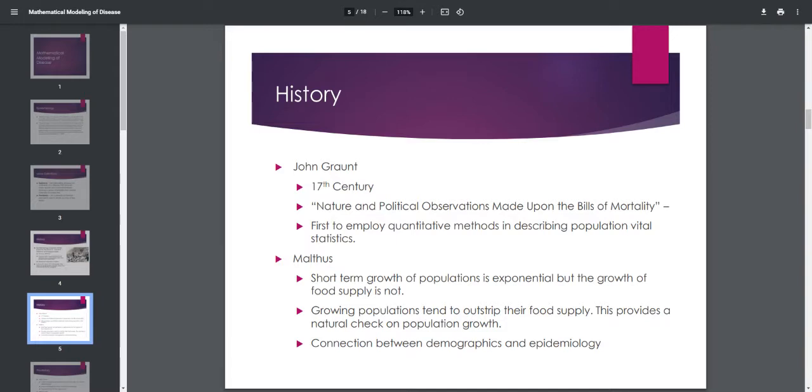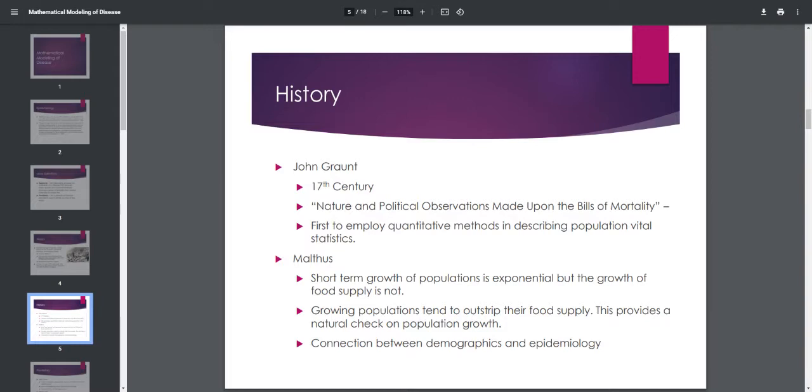Moving on to the 17th century, the 1600s, John Graunt published Natural and Political Observations Made Upon the Bills of Mortality. That's pretty long-winded, but basically he was the first to employ quantitative methods in describing population vital statistics. And Malthus did population modeling, and basically the short-term growth of population is exponential, but unfortunately our food supply is not. And growing populations of all different types of species tend to outstrip their food supply, and this provides a natural check on population growth. Connections between demographics and epidemiology were certainly shown by Malthus.